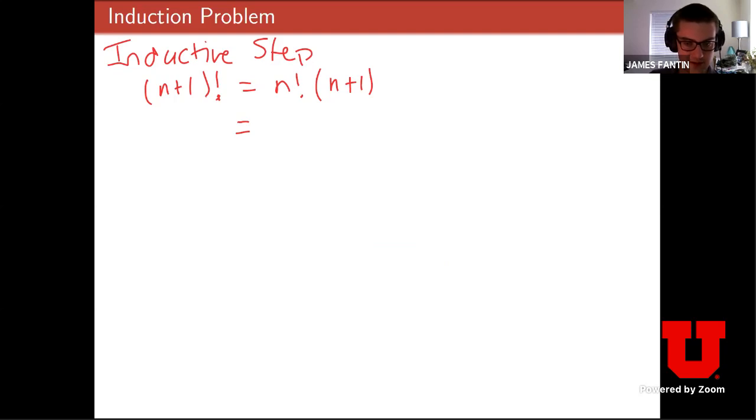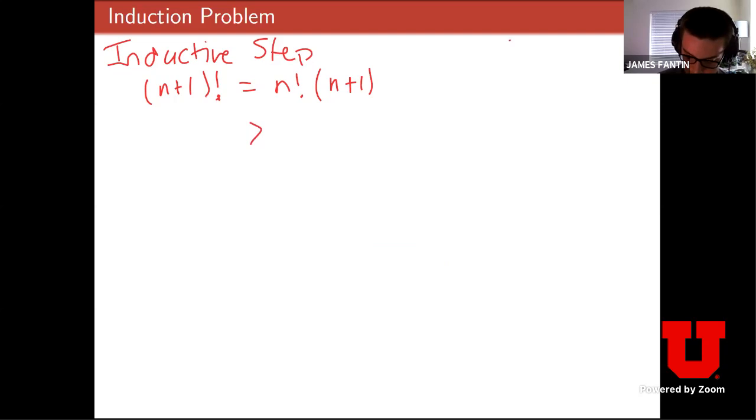So what can we do for the next step of this proof? We've got n factorial times n plus 1. We probably know something about n factorial. Yeah, go ahead, Dylan. You could substitute n factorial with 2 to the n, because in the hypothesis we deduced that they're equivalent. Not that they're equivalent, but that one is greater than the other.